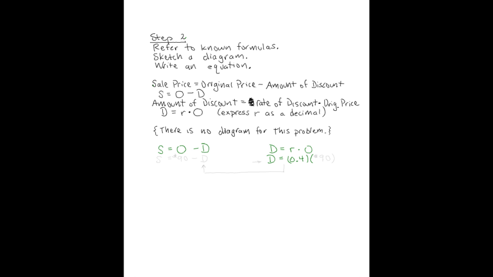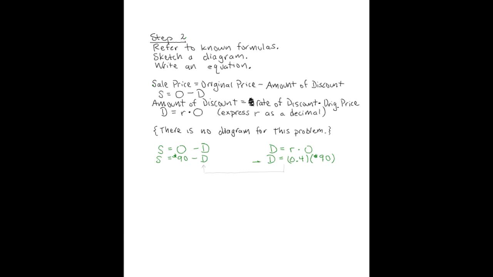O is the original price, and that was given to us as $90 for this problem. Okay, and with that we should be able to calculate D. Looking at our other equation, now we have S equals O minus D, and we're trying to find both D and S. The only thing we know here is O. O is the original price, and that was $90. So S is equal to $90 minus D.